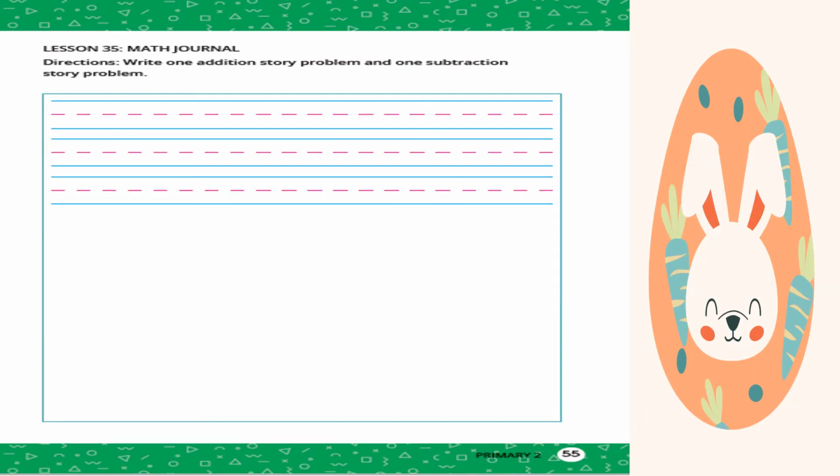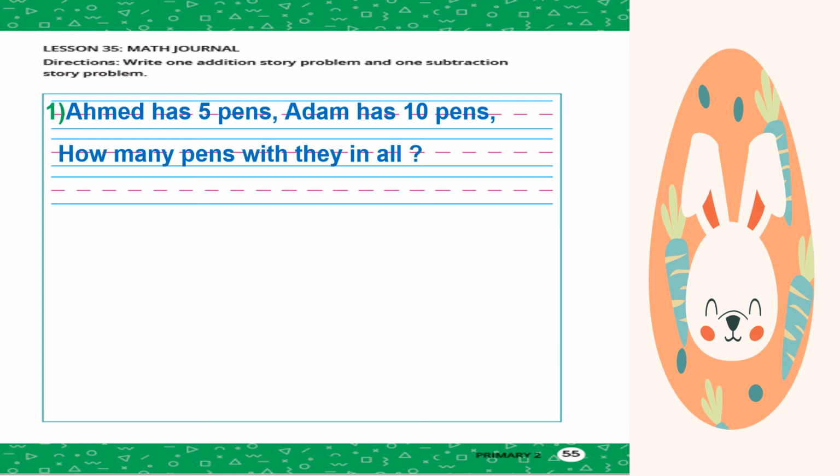Let's move to math journal. Write one addition story problem and one subtraction story problem. First one, Ahmed has 5 pens. Adam has 10 pens. How many pens will they have in all? In all is a keyword for addition. So the total: 5 plus 10 equals 15 pens.